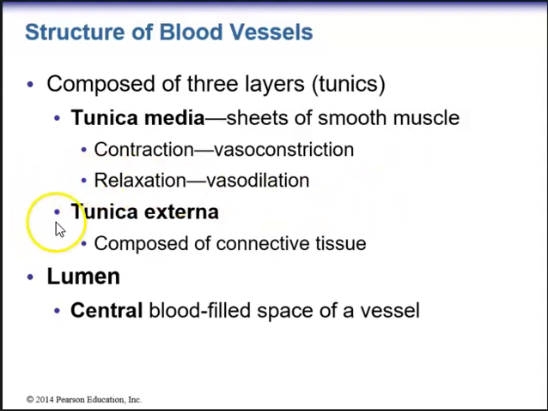The outermost layer is the tunica externa, also known as the tunica adventitia. This layer is composed of connective tissue. And finally, we have a centralized space called the lumen. The lumen is a central blood-filled space of a blood vessel.